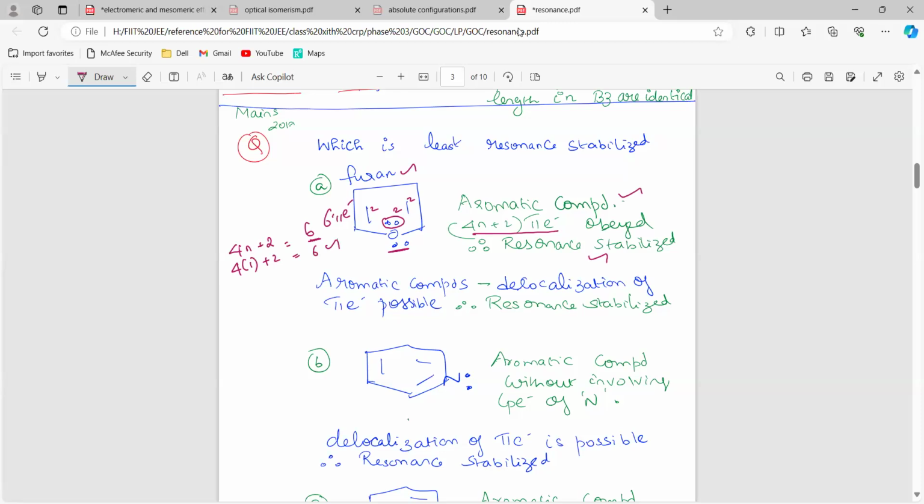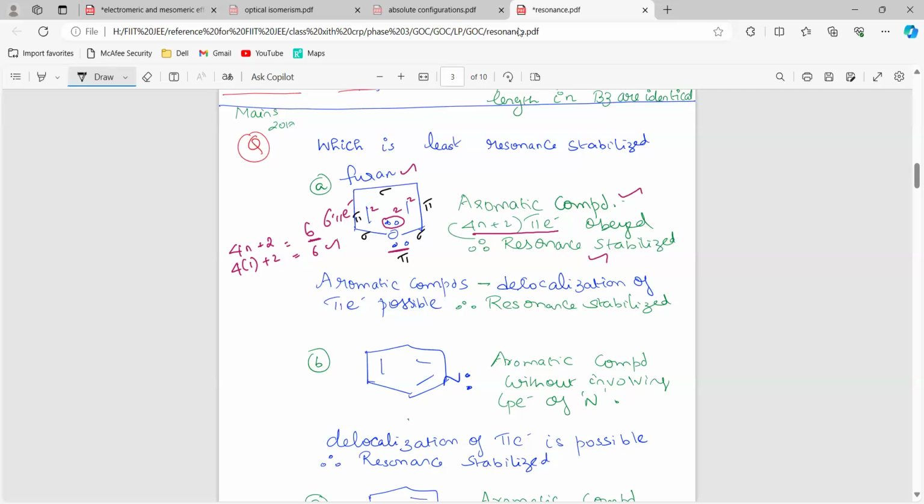Is there a possibility of delocalization of pi electrons here? Are they in conjugation? Yes, it is pi, sigma, pi, sigma, pi. There is a conjugation, isn't it? So delocalization is possible. Pi, sigma, pi. So therefore, furan is stabilized. Clear? Here the lone pair will be taken as a pi bond. See, a lone pair is nothing but a pi electronic cloud only. It does not participate in sigma bonding. So you have to take it.